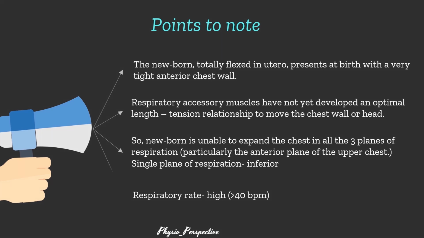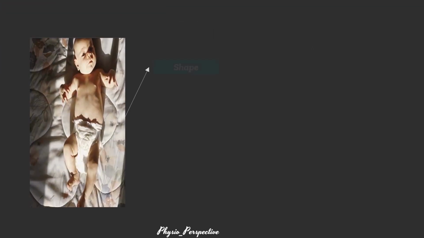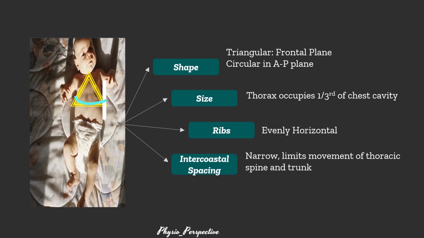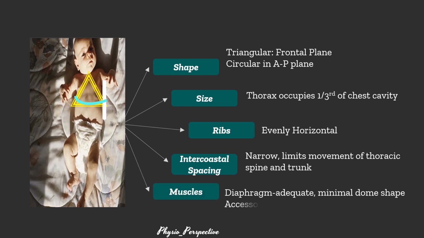The respiratory rate is higher, that is more than 40 breaths per minute. The shape of the chest in newborn is triangular in the frontal plane, circular in the anteroposterior plane. The size of the thorax occupies 1/3 of the chest cavity. Ribs are evenly horizontal. Intercostal spacing is narrow, which limits movement of thoracic spine and trunk. In the muscles, the diaphragm is adequate, which is minimally dome-shaped, and accessory muscles are non-functional.